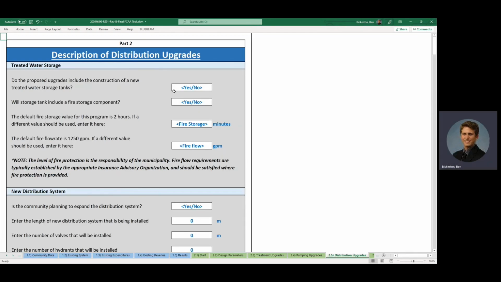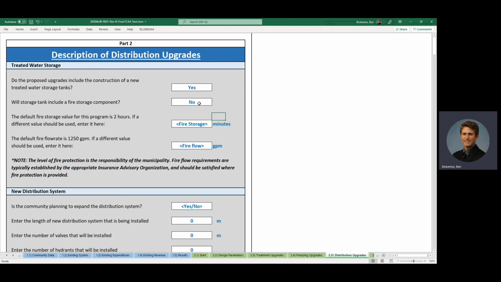Here we indicate if the proposed upgrades include a new treated water storage tank. So let's say yes. The storage tank will be used or won't be used for fire storage. We'll say that no, it's not going to be used for fire storage. Maybe this is just going to be used as a clear well and not as a storage tank in the community for fire protection.